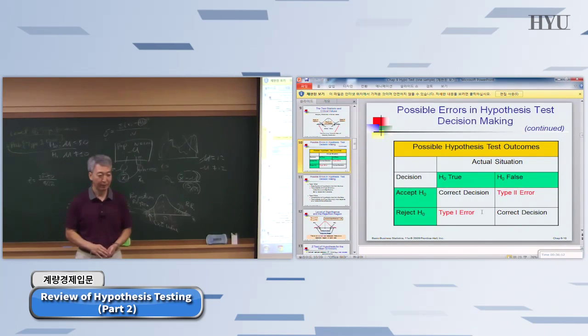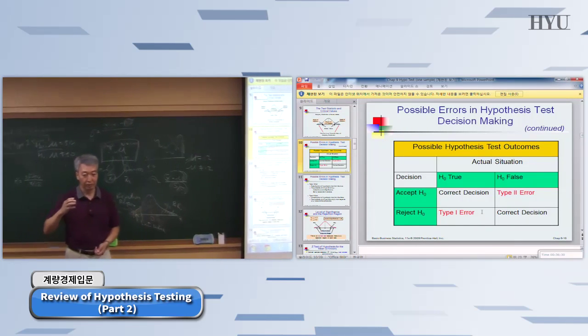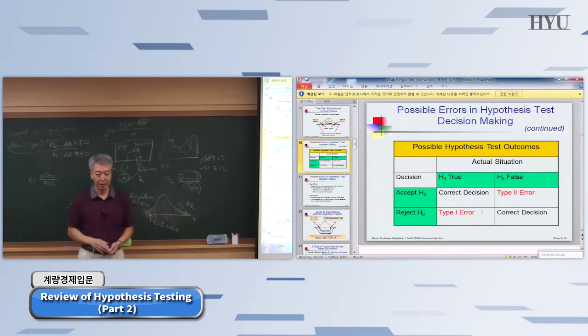Call the engineer, right? To stop the machine, right? And check the machine and possibly adjust the machine, because apparently your machine is malfunctioning. So if you can reject the null hypothesis, then the correct action is to stop the assembly line, stop the machine, and check and adjust, right?